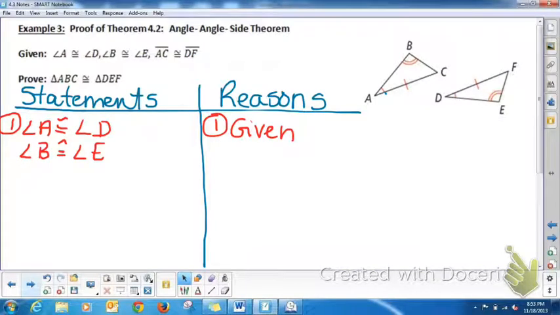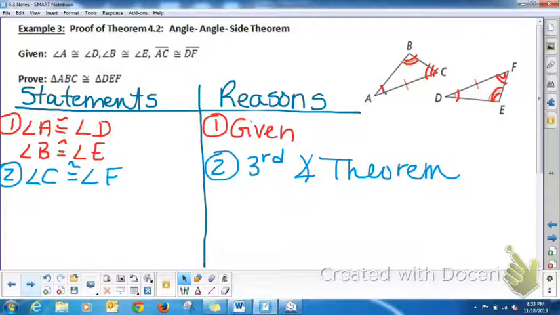So let's begin with the givens. Angle A is congruent to angle D, angle B is congruent to angle E. We said because we know two angles of one triangle are congruent to two angles of another, then we know that angle C is congruent to angle F using the third angle theorem. So then we are also given that segment AC is congruent to segment DF. So now we can prove that those two triangles are congruent using the angle, side, angle postulate.